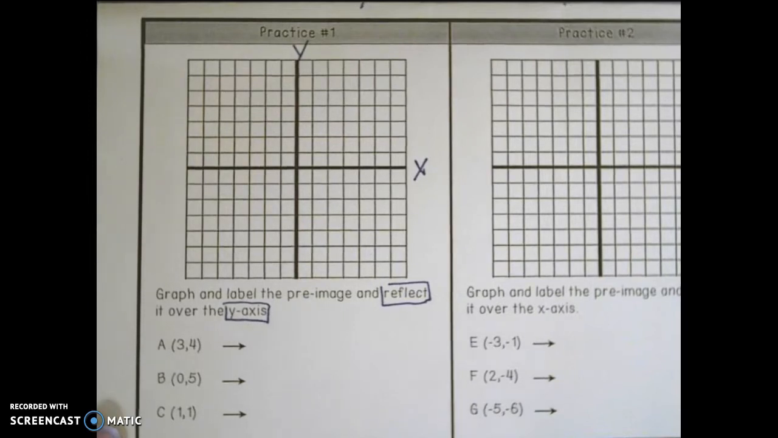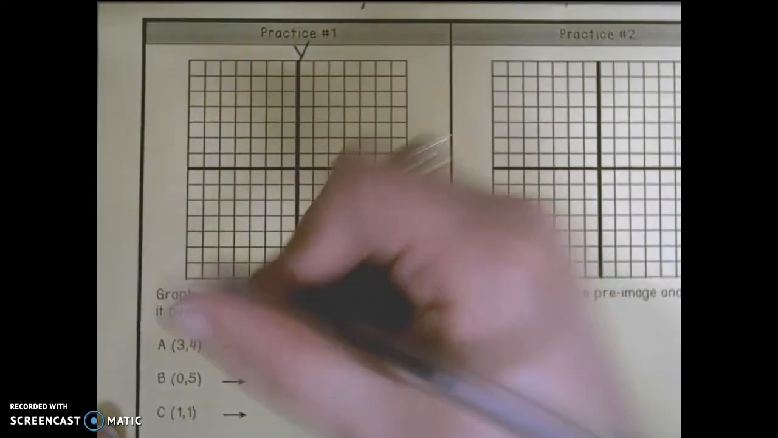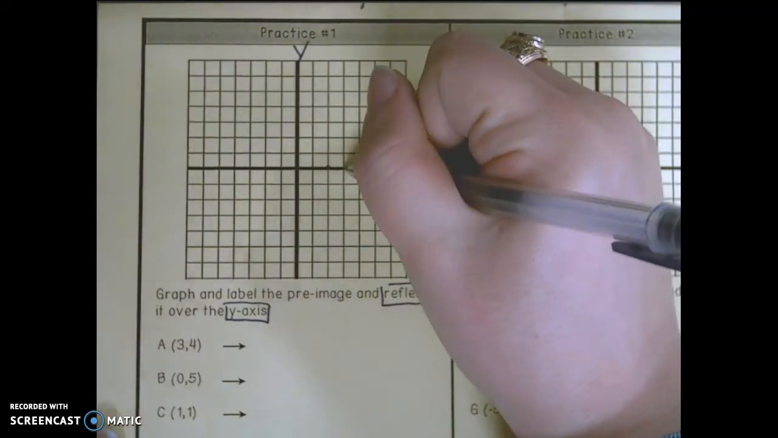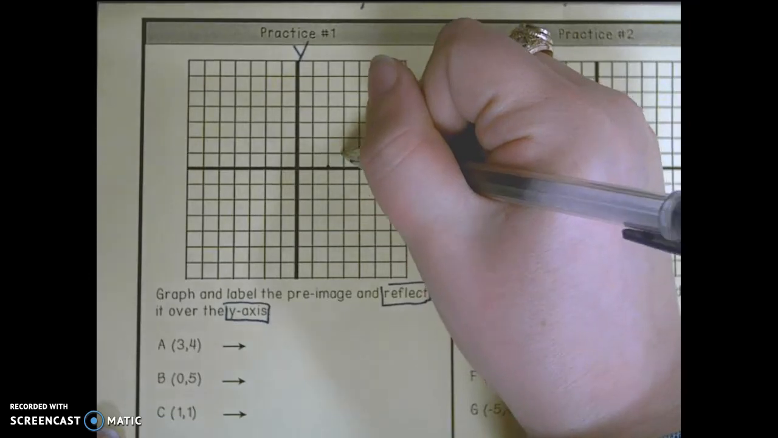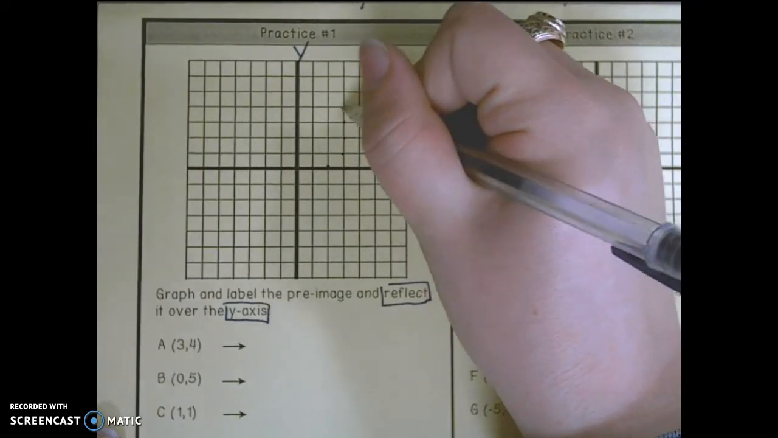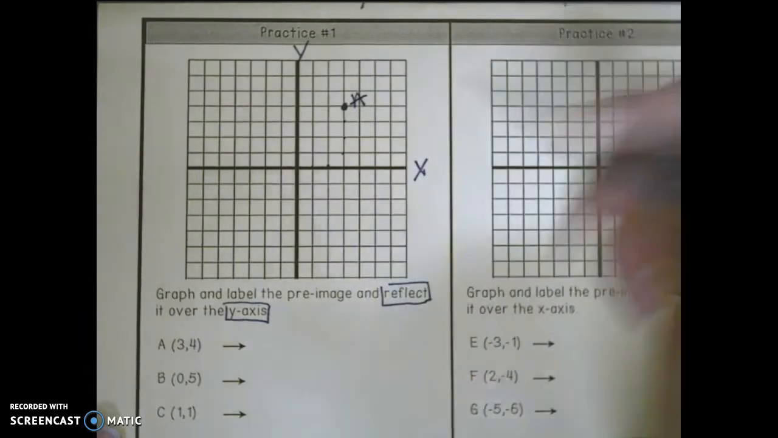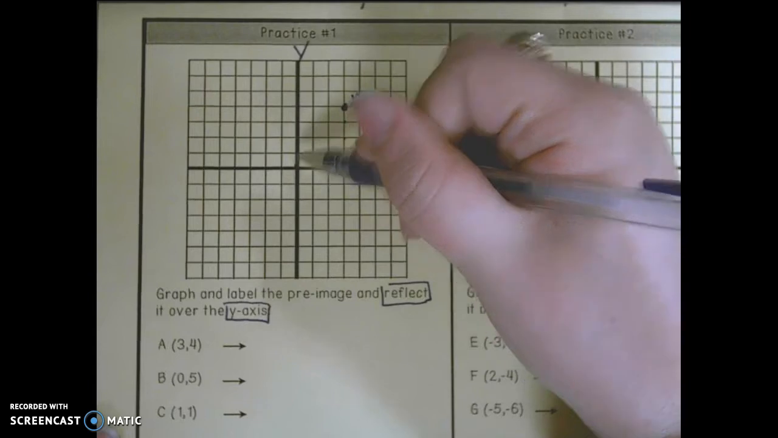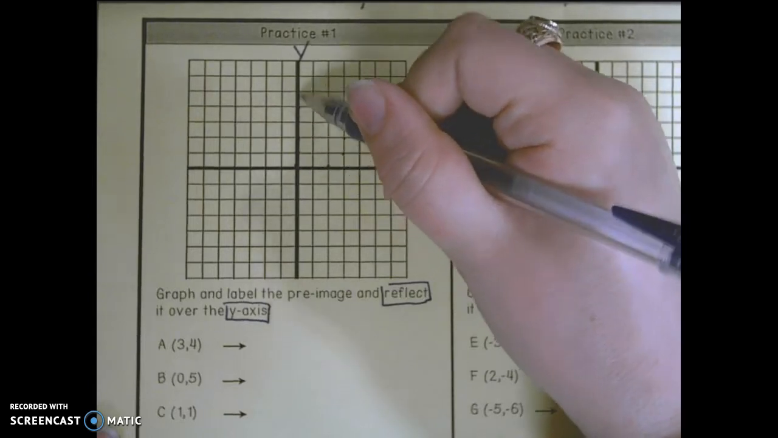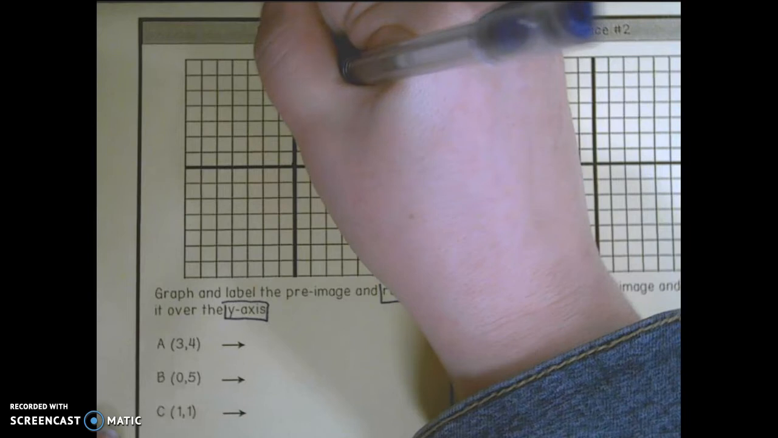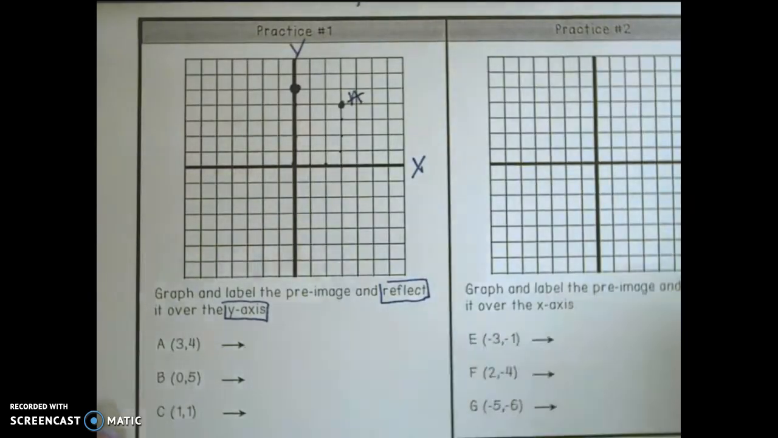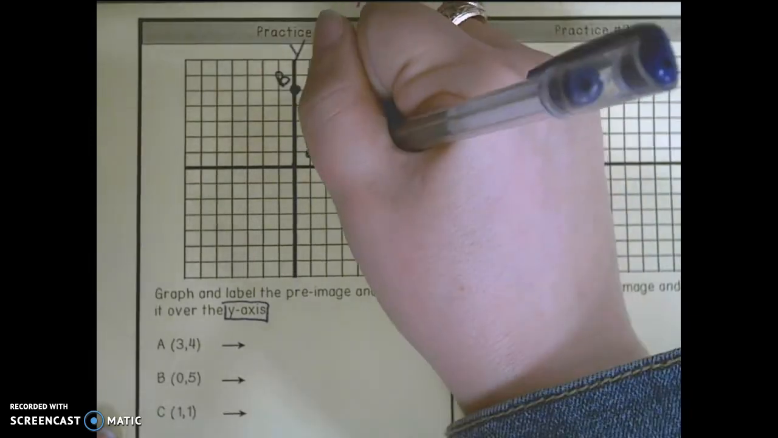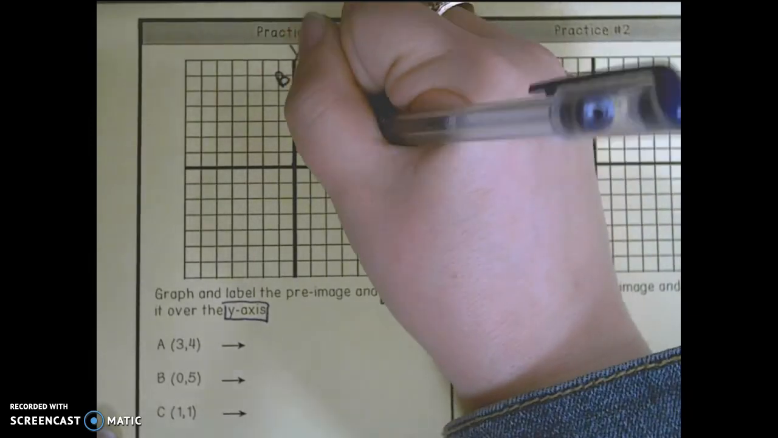So I'm going to first start by graphing my preimage, which is at 3 and 4. So I'm going to go over 1, 2, 3, and up 4. 1, 2, 3, 4. A. And then B will be at 0 for my x, and then 5 for my y. So 1, 2, 3, 4, 5. And then it's going to be at 1, 1. So that's my B, and that's my C. We have ourselves a triangle.